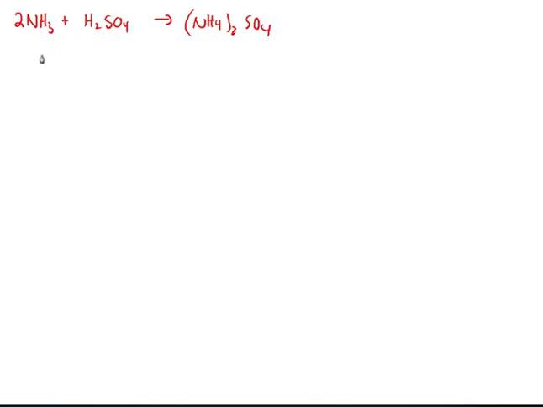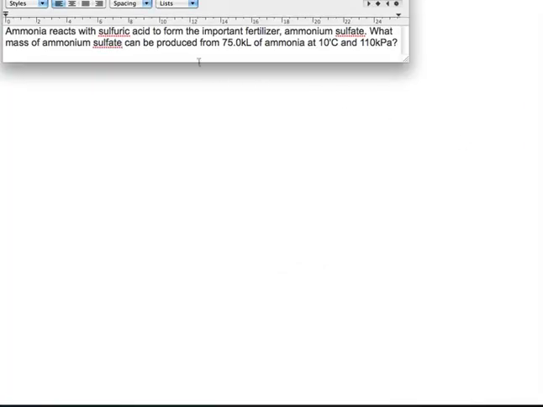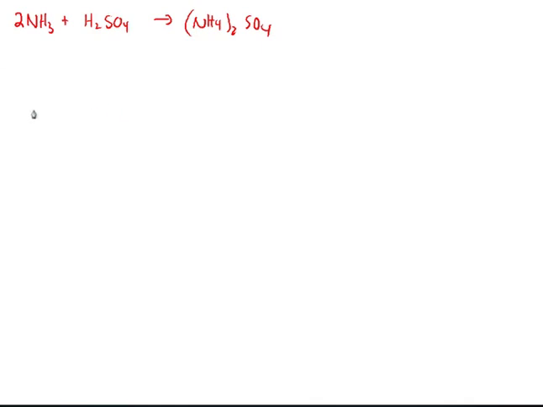And then the variables they give us, let's read that again. So the variables are for ammonia. We're given a volume of 75.0 times 10 to the 3 liters, a temperature of 10 degrees, but we need to convert that to Kelvin, so add 273 to give us 283 Kelvin.